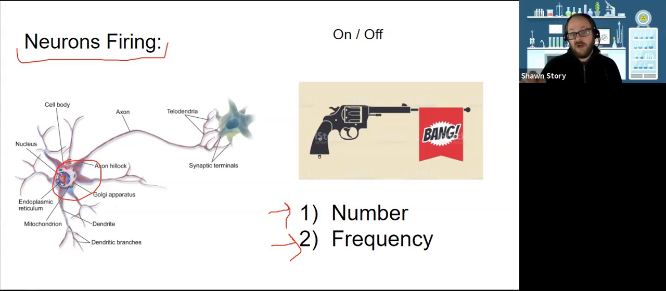So those are how neurons work, right? It's either a bunch of neurons firing or they're firing a lot. They're firing with a lot of frequency. And so if we think about something that's really soft and light, that would be just a few neurons. If we feel something strong and sharp, it would be a lot of neurons firing more frequently.